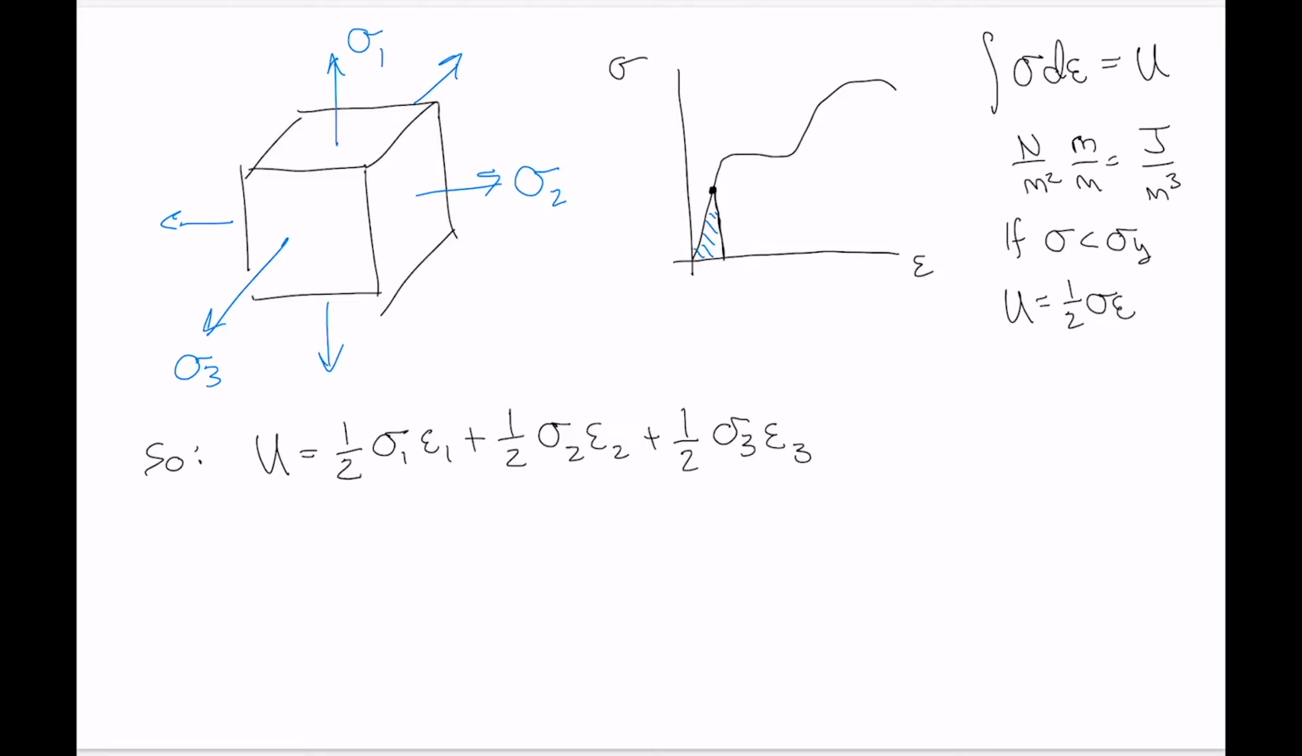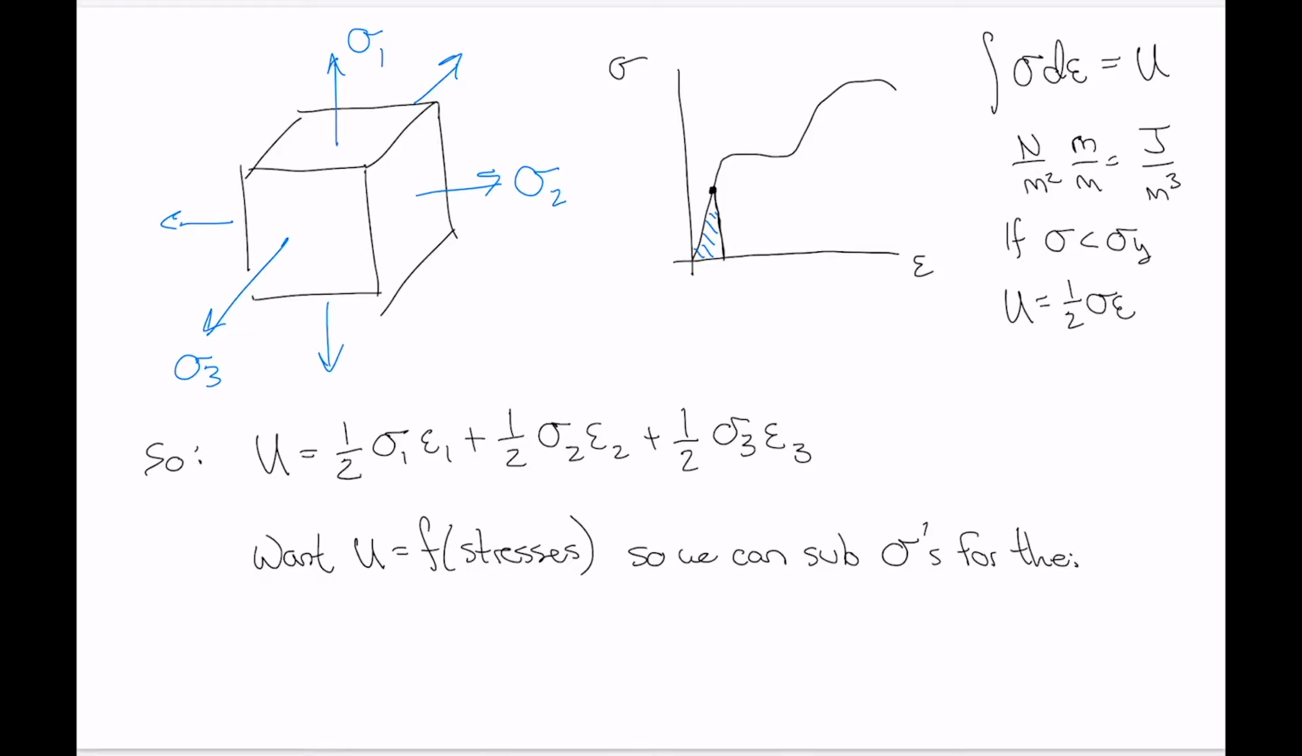Okay. Now, what I want to do is eliminate all the values of strain and write those in terms of stresses, so that we've got U only as a function of stress. Then we can substitute sigmas for their distortional components. So we know that writing strain in terms of stress isn't too complicated, right?